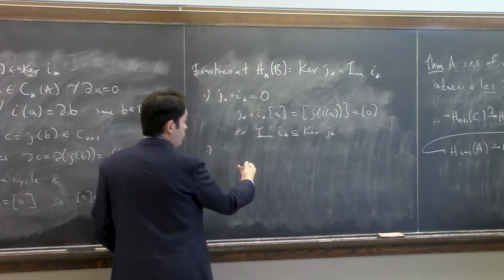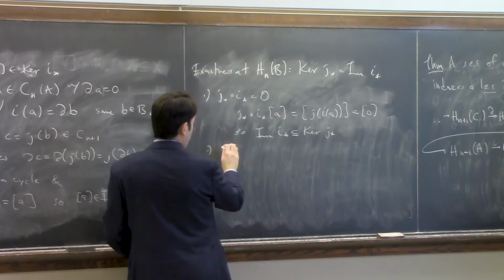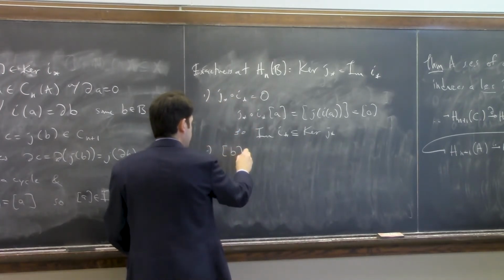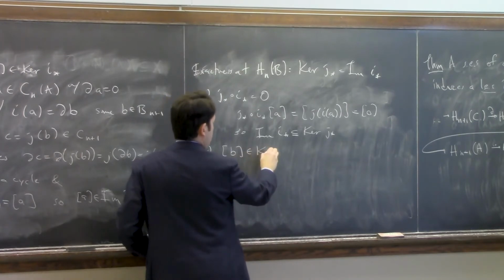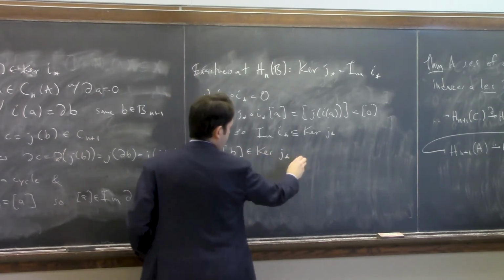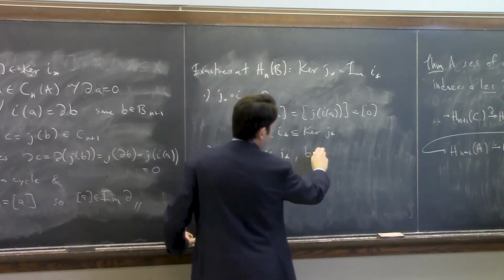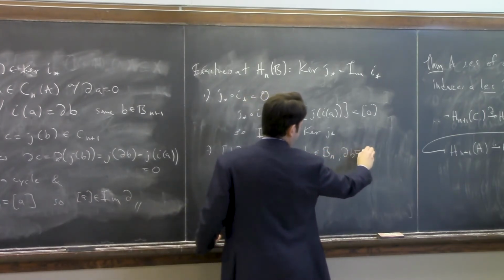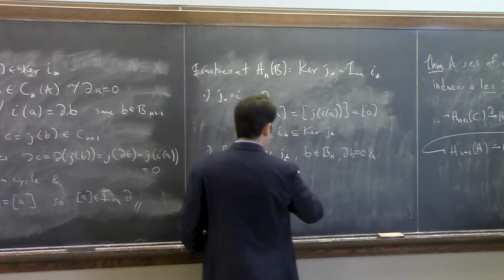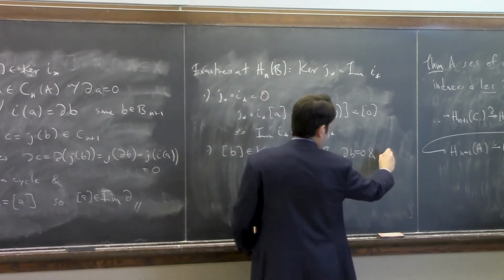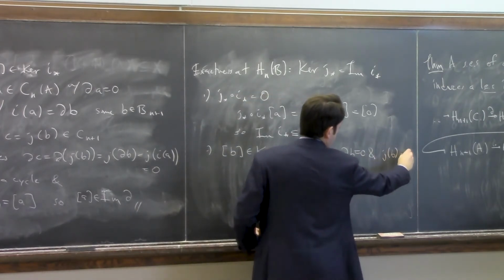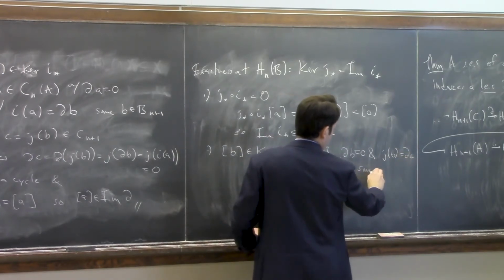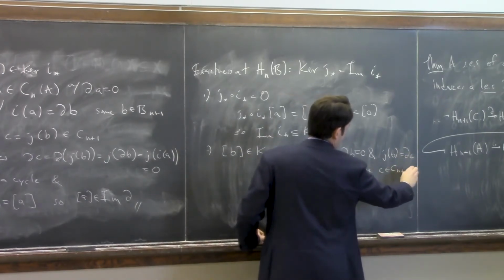So for the opposite inclusion, let's assume that we have something in the kernel of J star. So I have some class of B in the kernel of J star. Right? So I have my representative in B_n. It's a cycle. And if I hit it with J star, I know that J of B is equal to a boundary. This is for some C in C_{n+1}.